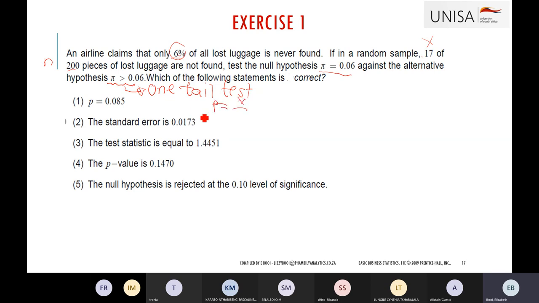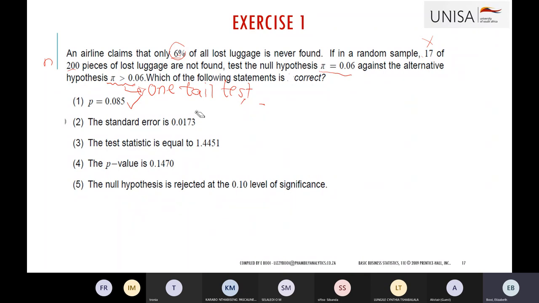So our P is X over N, and our X is 17 over 200. And what do you get when you do the calculation? 0.085. So statement number one is correct. Our P is 0.085. Are you saying that is correct? Yes. Okay, so that is the P, but we can just continue and validate the other statements as well.